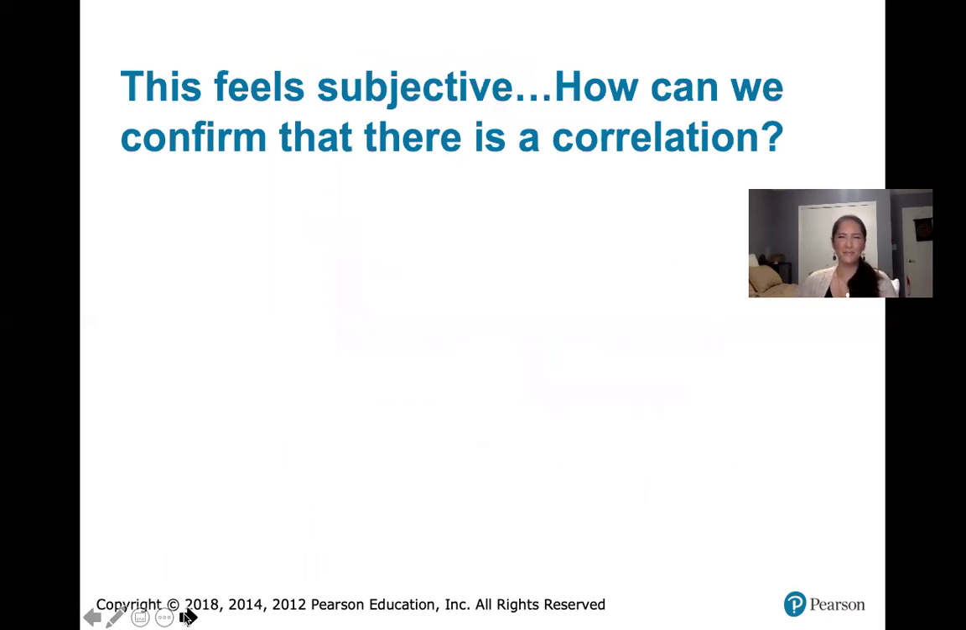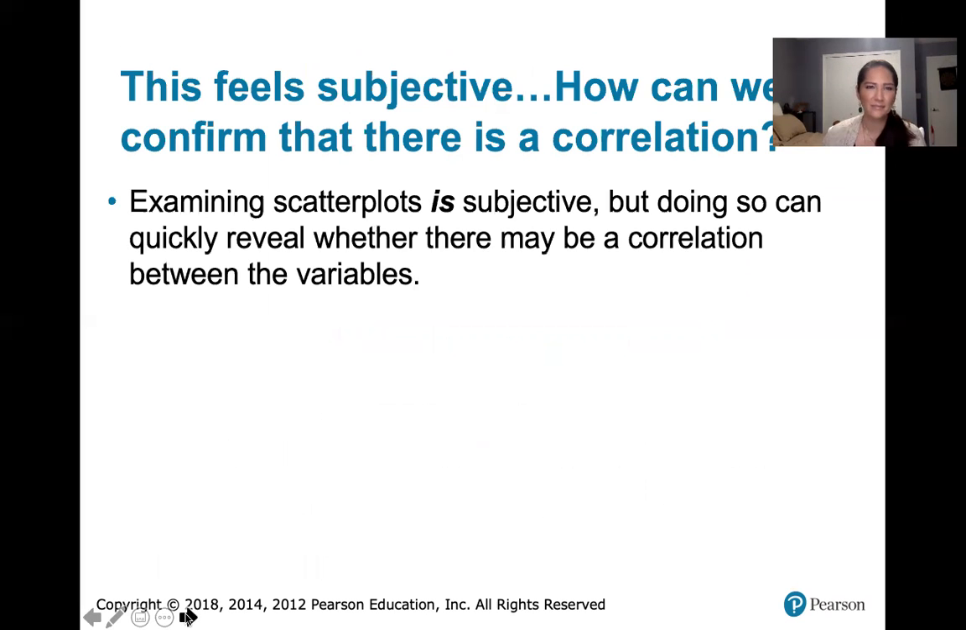If you're saying to yourself, this feels really subjective, how can we confirm that there is actually a correlation? It turns out that we're going to use hypothesis tests later. While examining scatter plots is subjective, I would still recommend that you do it, because if you do so, you can quickly reveal whether there's a correlation between the two variables.